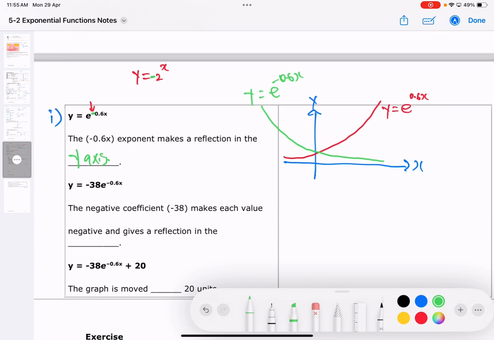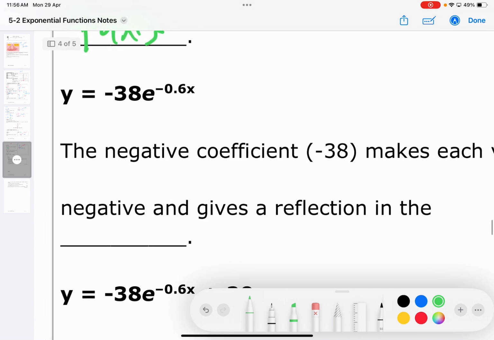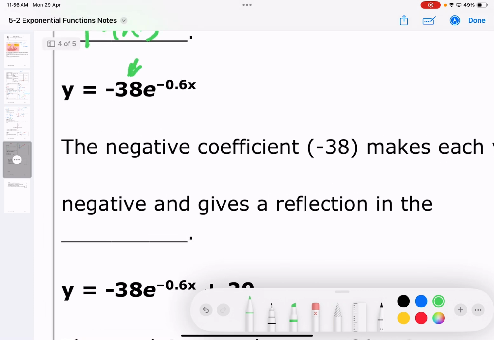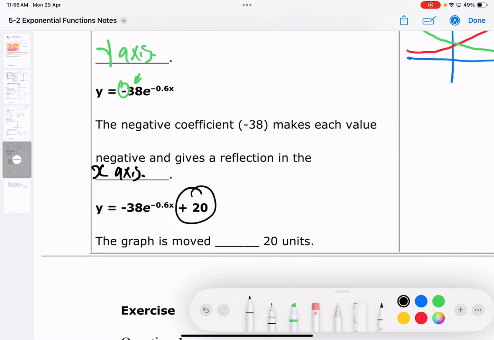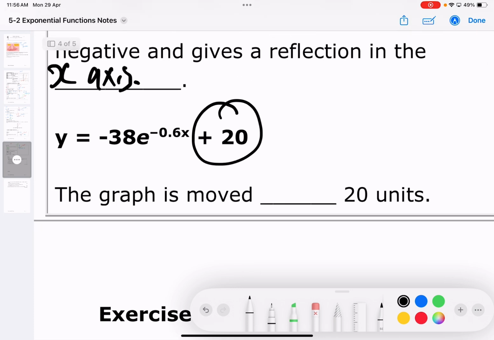Then the last one, this one is not something new, right? Negative 38 just means, we don't care about the coefficient, we don't care about the absolute number, we care about the signs. If this is negative, it means it is a reflection on the x-axis. And if it's a plus 20, what does it mean? It is moved up or down. If this is plus 20, what happens? Move up. It's moved up 20 units.